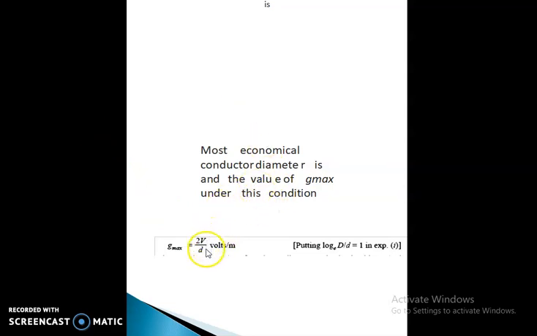The most economical conductor diameter is d, and the value of G max under this consideration is G max equal to 2V by d volt per meter, putting log base e D by d equal to 1 in expression 1.